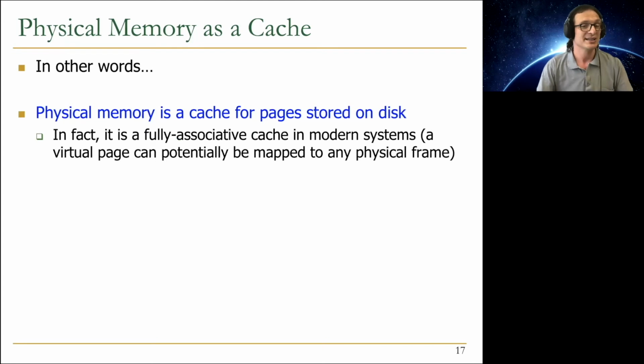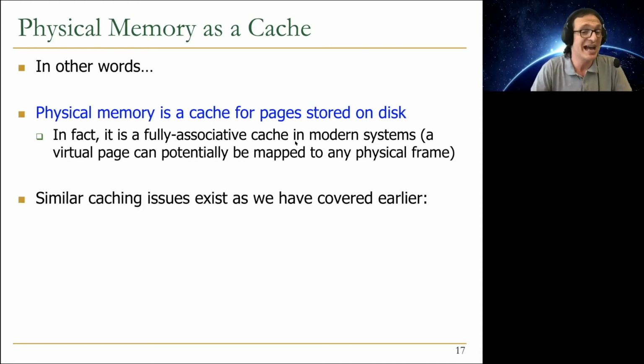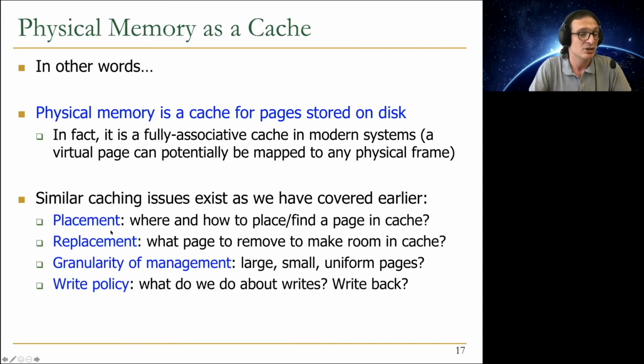In fact, it is a fully associative cache in modern systems. A virtual page can potentially be mapped to any physical frame, as we will see in a little bit. And similar caching issues exist, as we have covered in caching. That's why we covered caching earlier than virtual memory. But basically, you need to do the placement, meaning where and how to place or find a page in physical memory. You need to do the replacement, what page to remove to make room in physical memory.